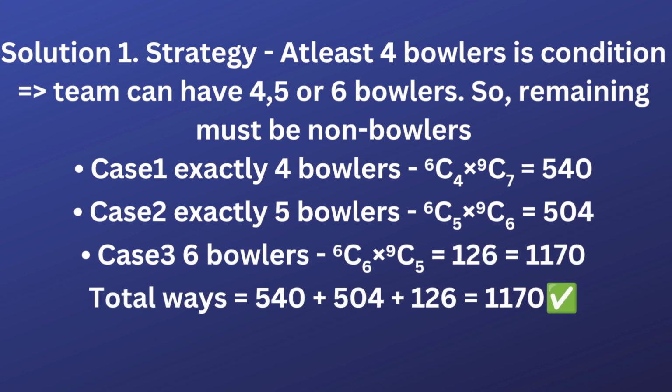Solution 1. At least 4 bowlers means the team can have exactly 4, 5 or 6 bowlers. Since there are only 6 bowlers available, the remaining players must be non-bowlers. Here a total of 9 non-bowlers are available. So case 1 will be 4 bowlers and 7 non-bowlers. So the combination will be 6C4 into 9C7. Similarly for case 2 it is 6C5 into 9C6, and case 3 it is 6C6 into 9C5. Now, the total number of ways is the sum of all cases. So, the total ways is equal to 1170.